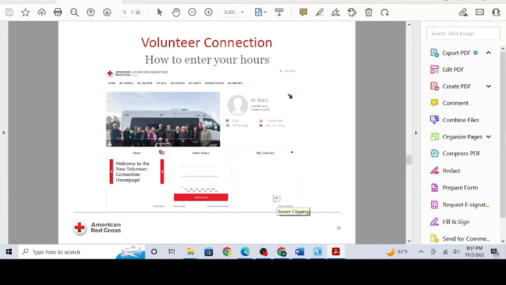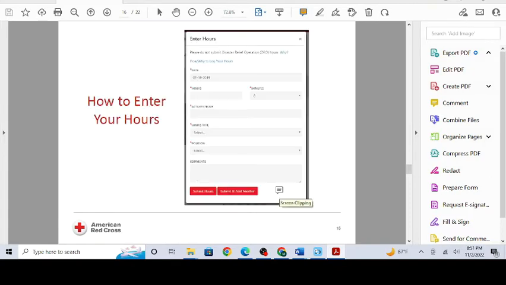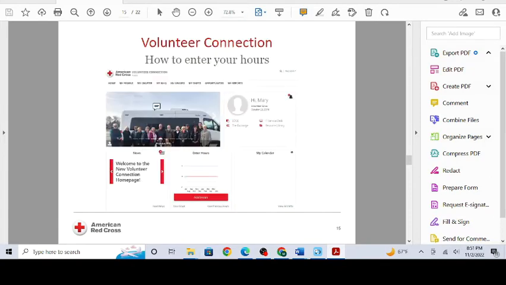Okay. Let's explore how to add your hours. If you click on the add hours, what you get is sort of a pop-up window. This is a pop-up window that will appear in the middle. Hopefully you can see the outline here. It will appear in the volunteer connection here. Okay.